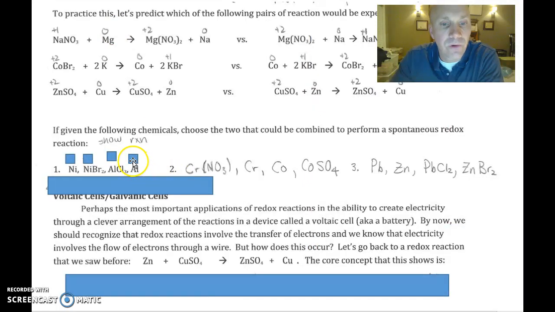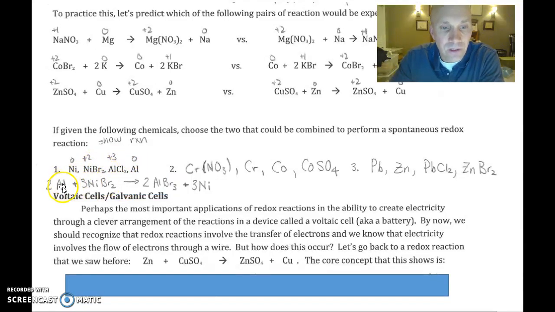Looking at these oxidation numbers, we would want to show aluminum as a reactant. If we have aluminum as a reactant, we want to show the material that has nickel in its charged form. So this is the one that has nickel in its +2 ionic state. So you would accurately predict this to be involving these two reactants.